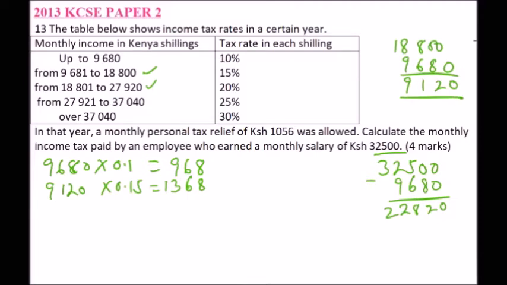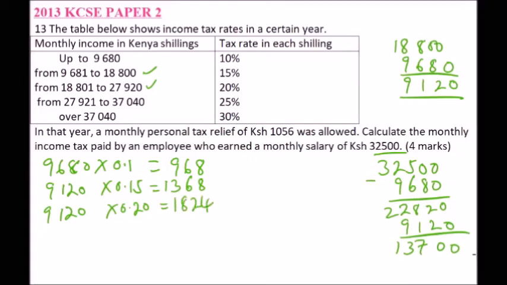So it means that is the value that we are going to use in our next bracket. We need to subtract 9,120 from our balance here, and that will give us 4,580 remaining, the second one. So the next one will be 9,120. You multiply by 20%, which is 0.20, and when you multiply that, you get 1,824. We need to subtract that amount from our balance here.